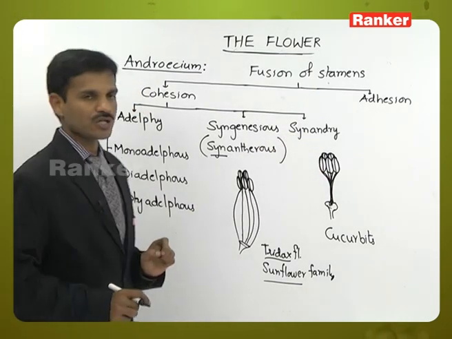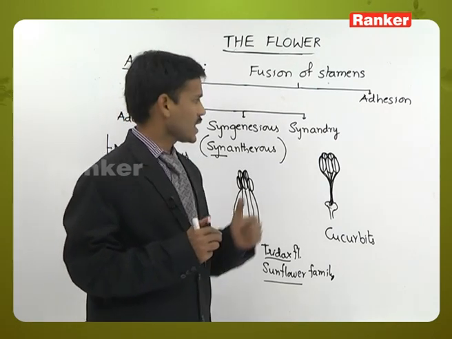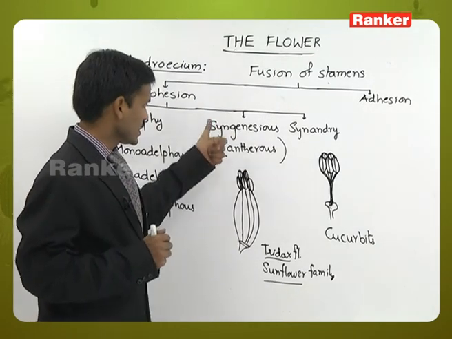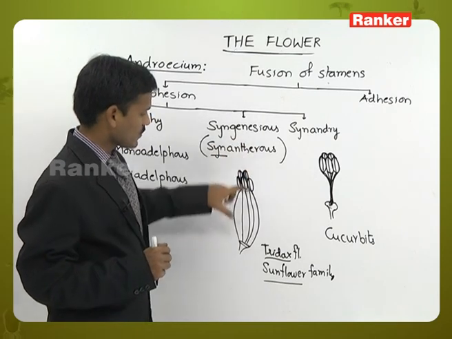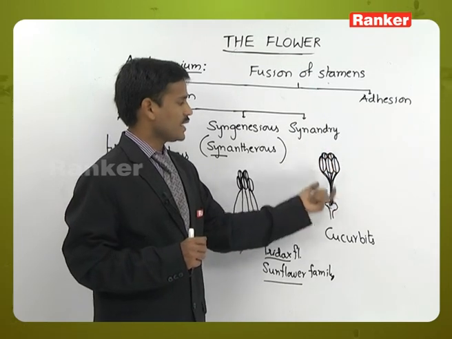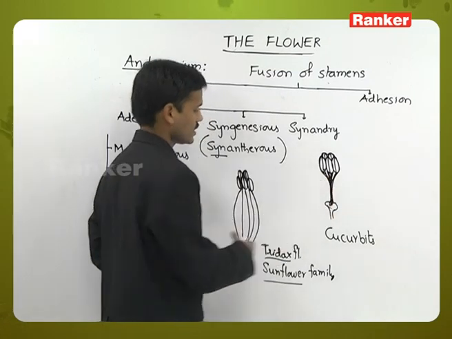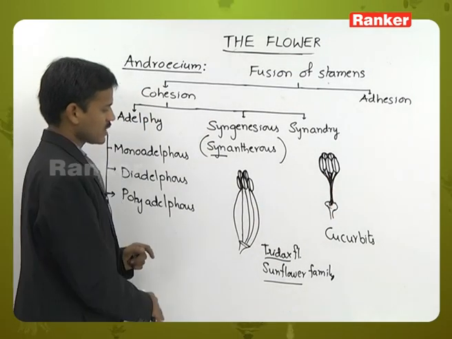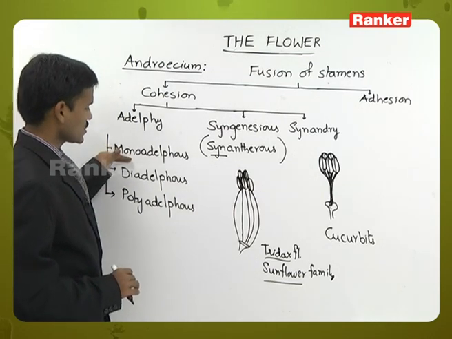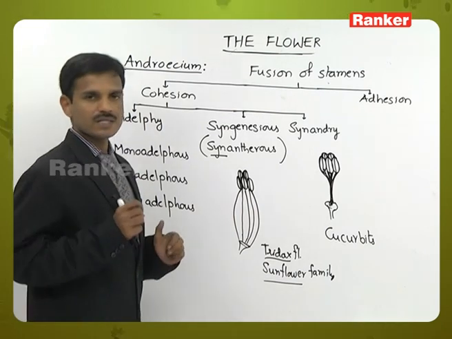So, that is about cohesion. Cohesion is of 3 types: Adelphi, syngenesious and synandry. In Adelphi, only filaments are fused, anthers are free. In syngenesious, only anthers are fused, filaments are free. In synandry, filaments and anthers are completely fused, observed in cucurbits. Monodelphous condition is observed in hibiscus, diadelphous in Fabaceae, polyadelphous in citrus plant.